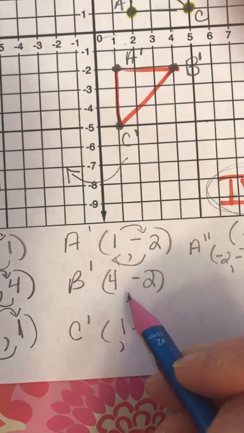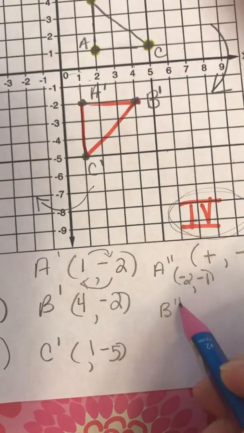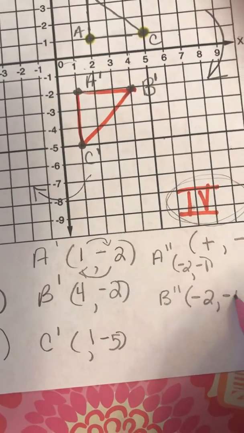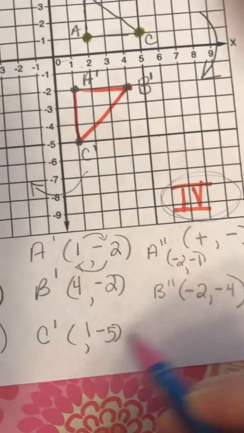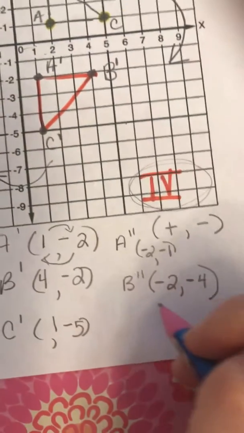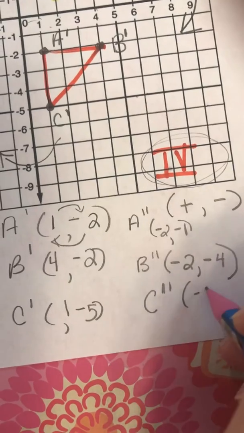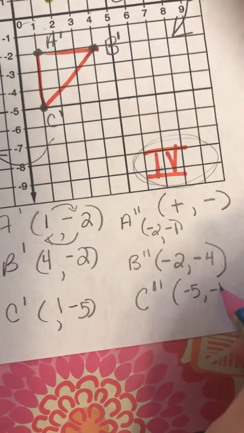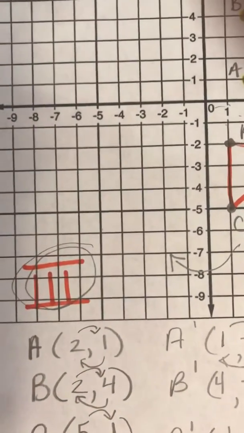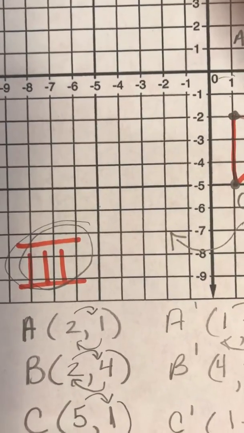Switch the B back to its original spots. B double prime, (-2, -4). Switch the C back to its original spots. C double prime, (-5, -1). Okay? And so that comes over into this spot, and now I'm going to draw those points for you.